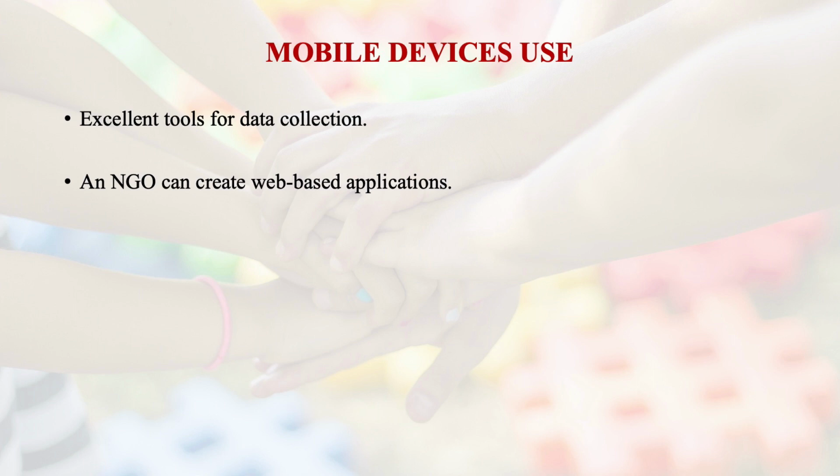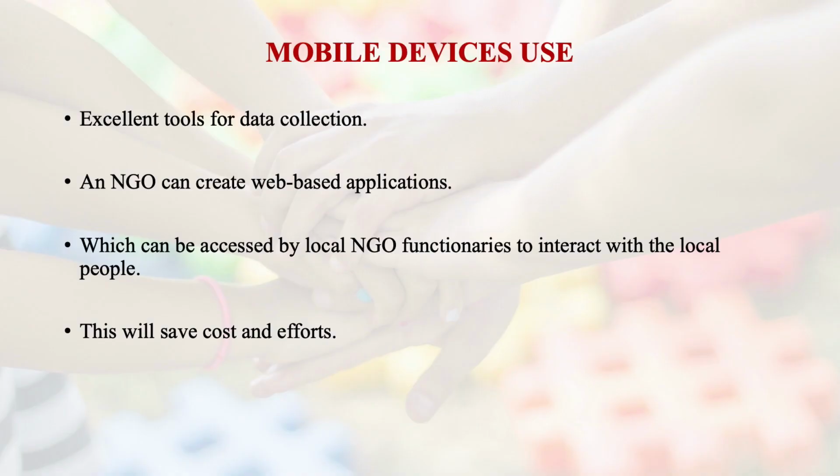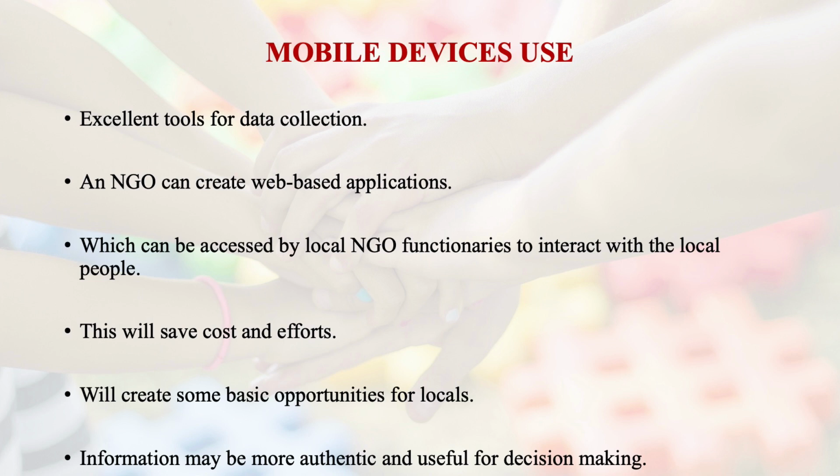Now this web application can be accessed by the local NGO functionary to interact with local people in filling up the information, or maybe interviewing them and getting information out of those people. Now this will save tremendous amount of cost as well as effort, because your NGO functionaries are readily available at that particular place, and they will be helping you in getting very useful data which can be utilized for decision making. And remember, authentic data is required when you want to make certain decisions based on data, right?